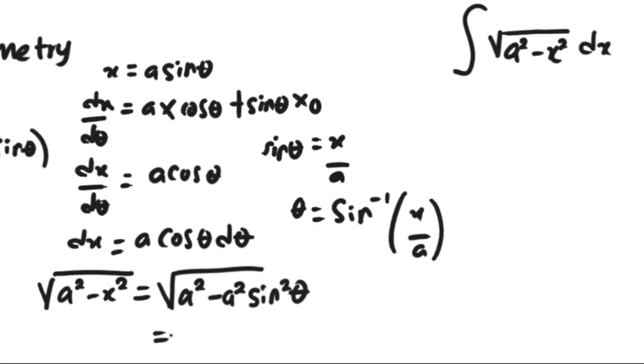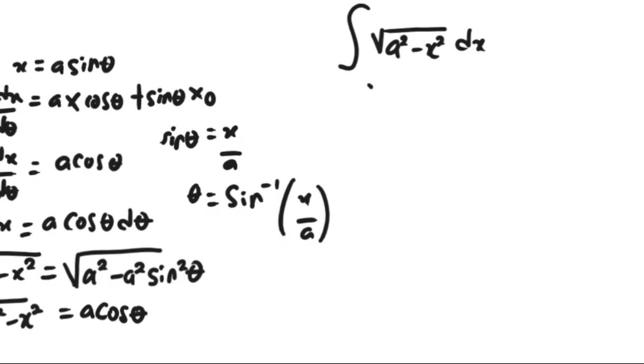So if you factorize a square out, the square root of a square will give you a. You'll be left with 1 minus sine square theta. 1 minus sine square theta is the same thing as cos square theta, and the square root of cos square theta is going to give you cos theta. So it means that the square root of a square minus x square will give you what? A cos theta.